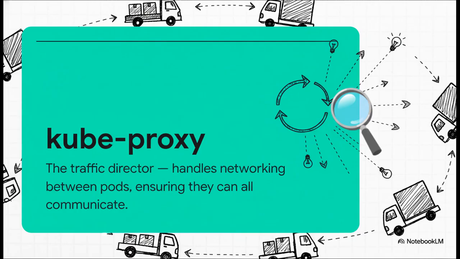It's responsible for setting up all the network rules, kind of like the invisible roads and traffic lights that let a package on one truck talk to a package on any other truck. It just makes sure communication flows perfectly across the entire fleet.